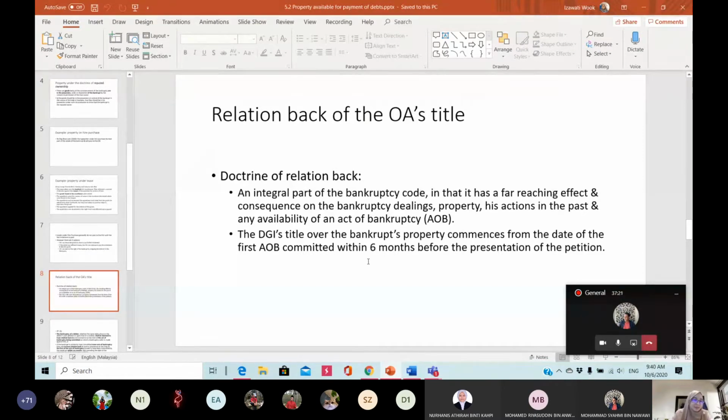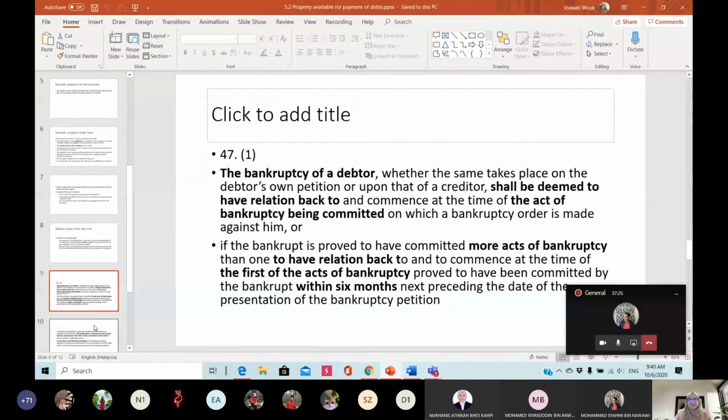Yes. Let us look at the provision first. Yes. This is under section 47 subsection 1. Yes. So it says, it is a bit long, yes. Let us look at it first before we look at the explanation. Okay, under the section it says the bankruptcy of a debtor, yes, whether the same takes place on the debtor's own petition or upon that of a creditor. So remember there are two types, one the debtor's petition, another the creditor's petition. So they work similarly for both kinds of petition.